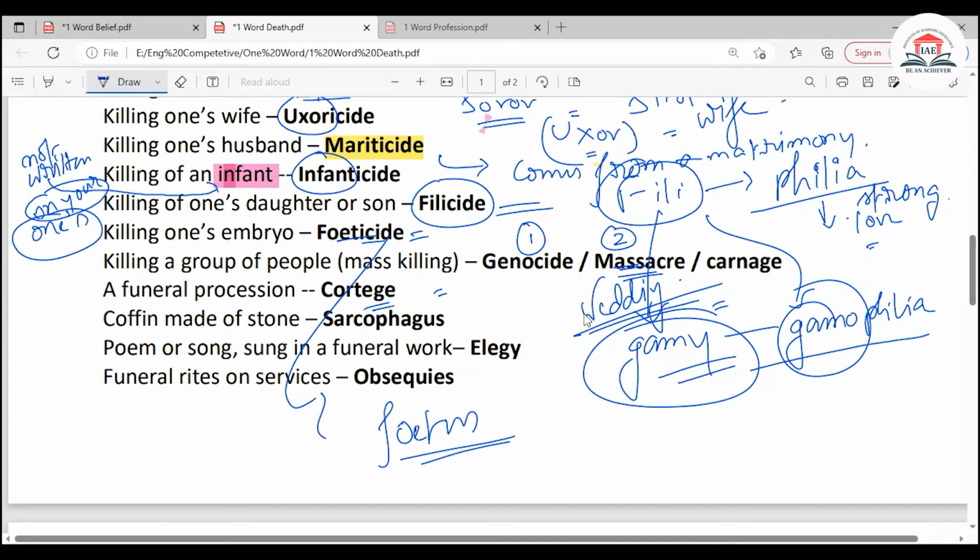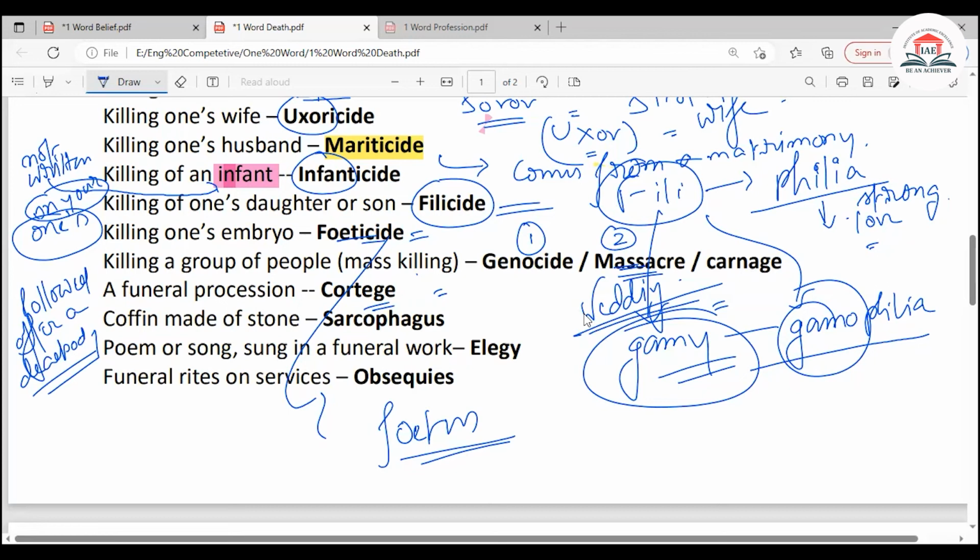Cortege. Cortege means what? C-O-R-T-E-G-E, cortege, a funeral procession followed after a dead body. Very interesting word. That is cortege, C-O-R-T-E-G-E.